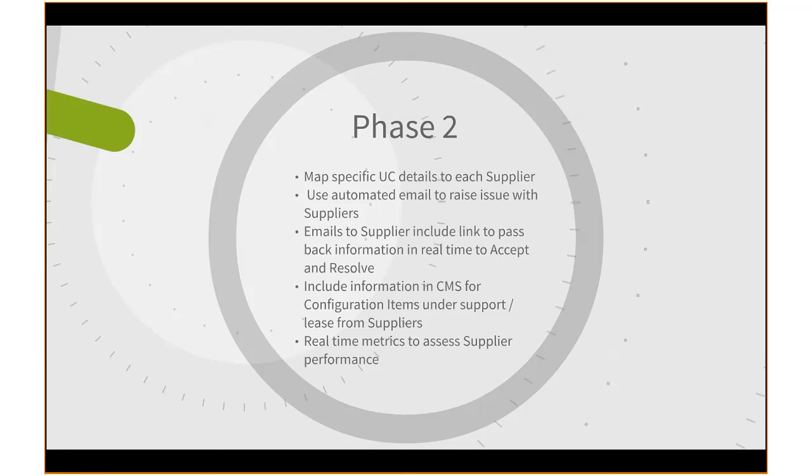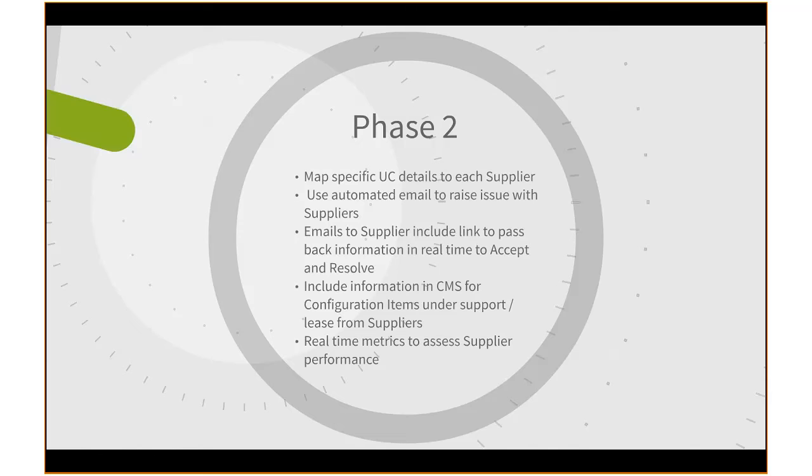So the process will mature, and every time a call is passed to a third-party supplier, we'll use the service management tool to trigger the email to the supplier. Within that email, it'll include a link that the supplier can click on to then update the record in real time to say that they've accepted the issue. And when the supplier has resolved the issue, they can type in that email template what they've done to resolve it, click on that link, and via the automated mechanisms we'll put in place, that will then update our service management records in real time.